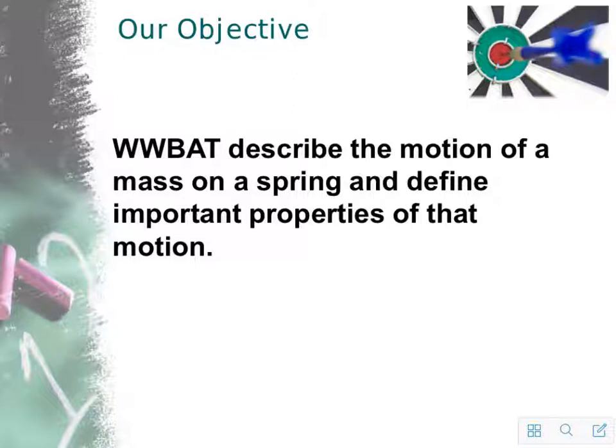In this lesson we're going to be able to describe the motion of a mass on a spring and define important properties of that motion. It turns out that not only do masses on springs but a lot of other objects exhibit similar motion to this, and it's so common in the physics world that we give it a common name, and we're going to figure out what that name is.